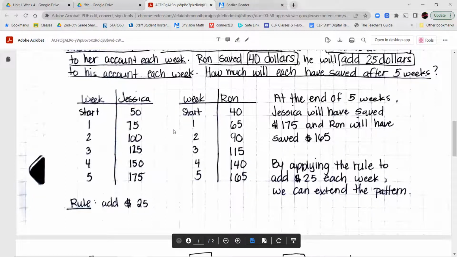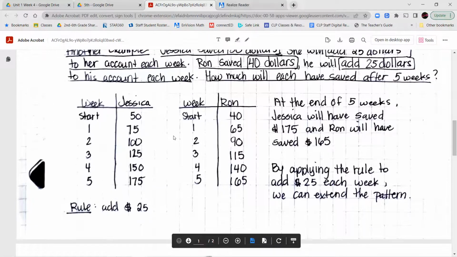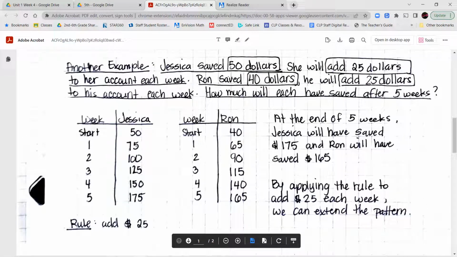Now, each one of them is following the same rule, add 25, but they're starting with a different number in their savings account. So Jessica starts with 50 and Ron starts with 40. Now, let's work down Jessica's savings account.